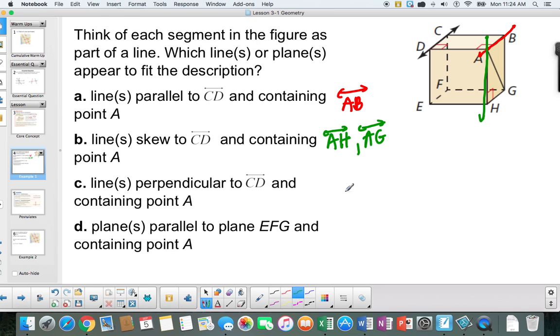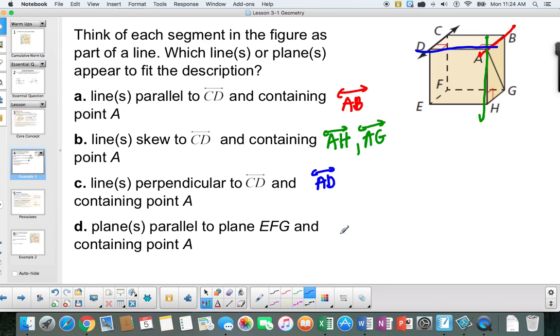Lines that are perpendicular to line CD. Perpendicular, let's get another color. We want to make sure it's making a right angle, so it could make a right angle here. So that would be line AD. And that's all we know right now. We have this perpendicular.